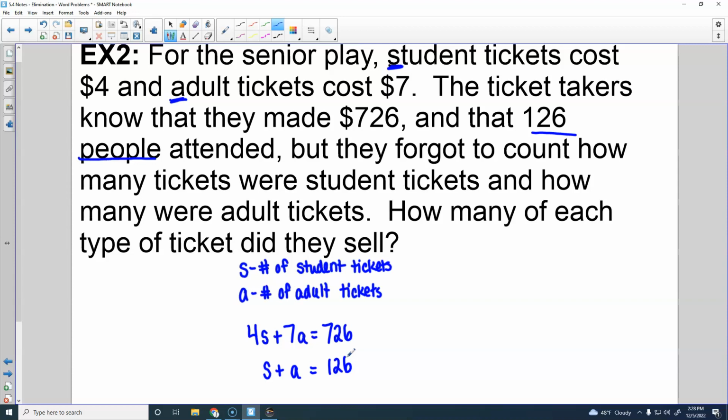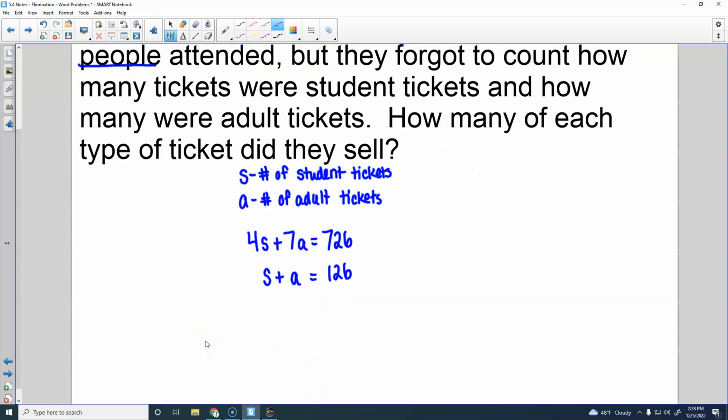All right, is everybody with me here on setting up this equation? So the first considers the value, the second does not. It's just number of people. Okay, so we now have this set up we want to solve. You can use any method you would like to solve. You could use substitution if you want. You'd have to solve one of these equations for A or S. I think elimination is a little bit easier for this.